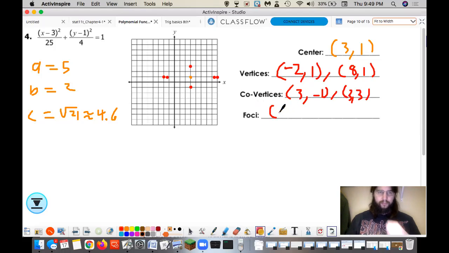So that's -1.6, 1. And this one is 7.6, 1. Yeah, okay. Sketch it.